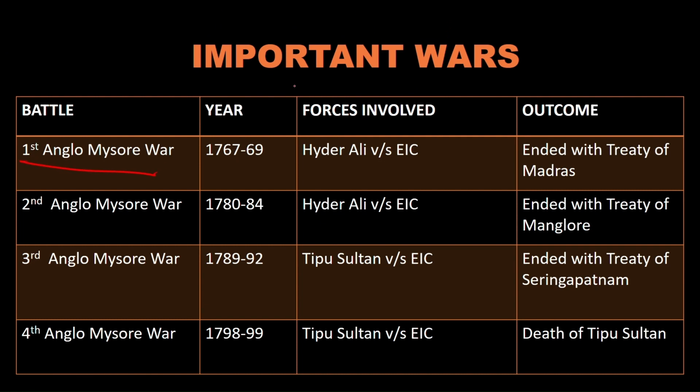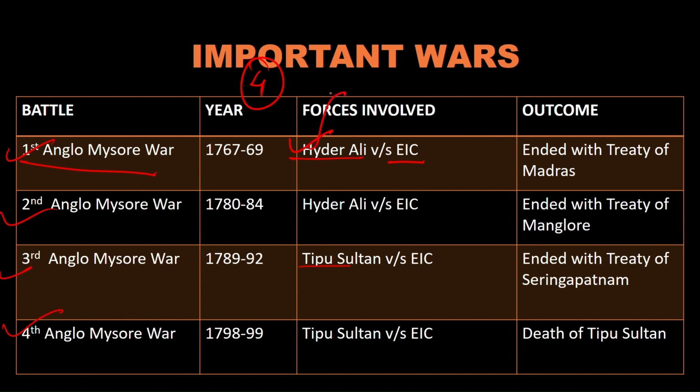The Anglo-Mysore Wars were fought between Hyder Ali and the East India Company. There were typically four wars: the first, second, third and fourth. The first two were fought by Hyder Ali, and the last two were fought by Tipu Sultan because Hyder Ali died, so Tipu Sultan took over. Tipu Sultan was the son of Hyder Ali.